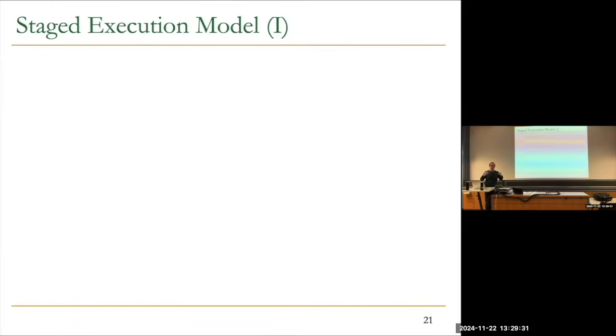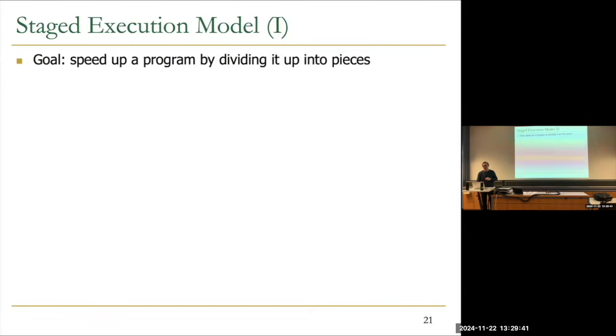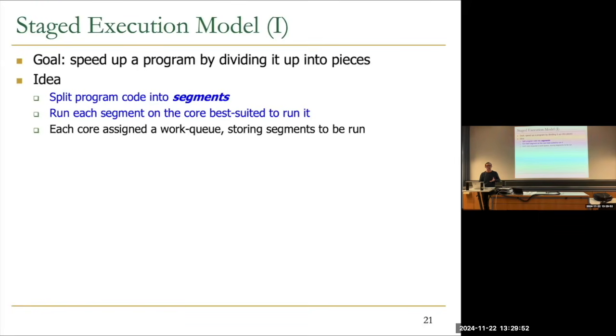So I'm going to generalize the problem even more. This applies, I think, also to single-threaded applications, multi-threaded applications, any application in the end. So I'm going to introduce something that we call the stage execution model. And I think the goal in essentially parallelism is to speed up a program by dividing it up into pieces. And the idea usually is you split a program code into segments. You may call it many different things: threads, tasks, dynamically formed tasks, etc., or critical sections. But we're going to call it segments in this particular case to be general.